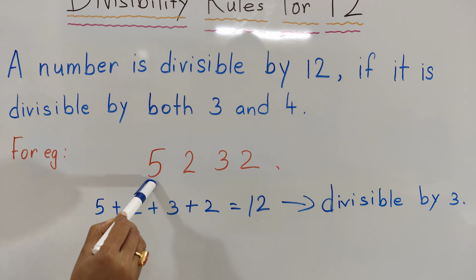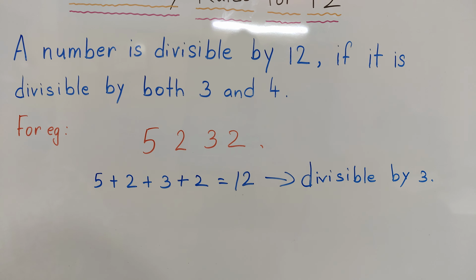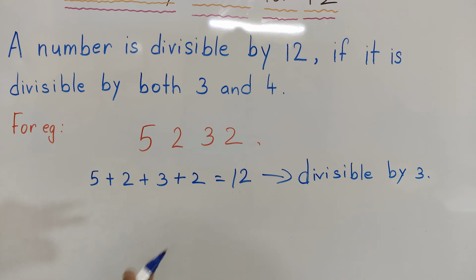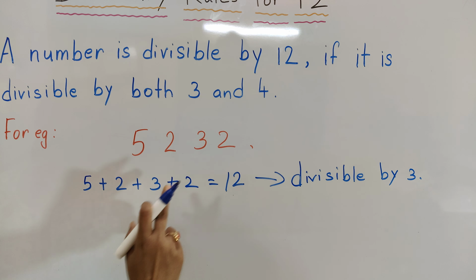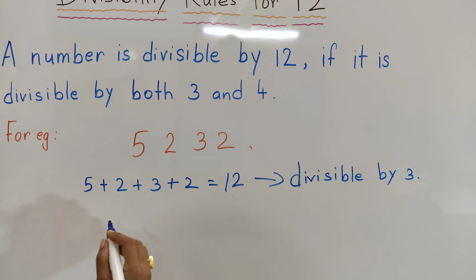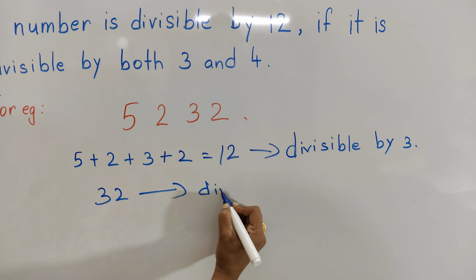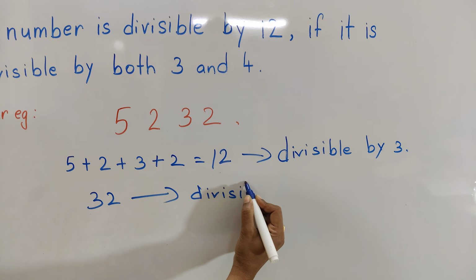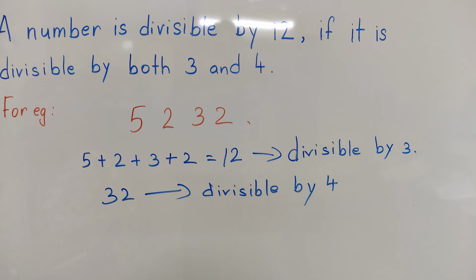Let's check whether this number is divisible by 4 or not. So for that, let's recall the divisibility rules for 4. See, the last two digits are 3 and 2. And the number formed by the last two digits is 32. So 32 is divisible by 4, because 4 times 8 is 32.